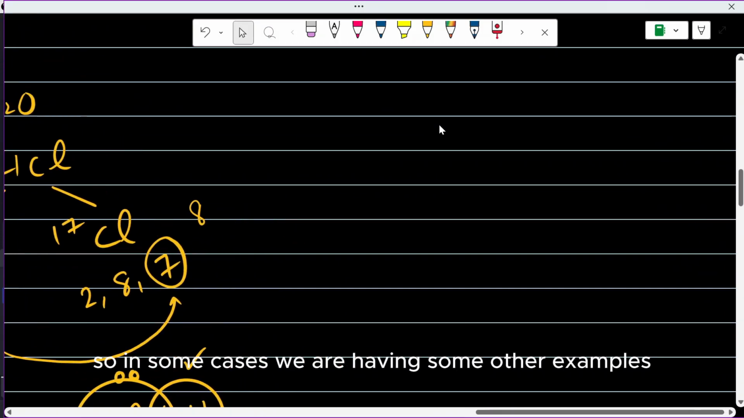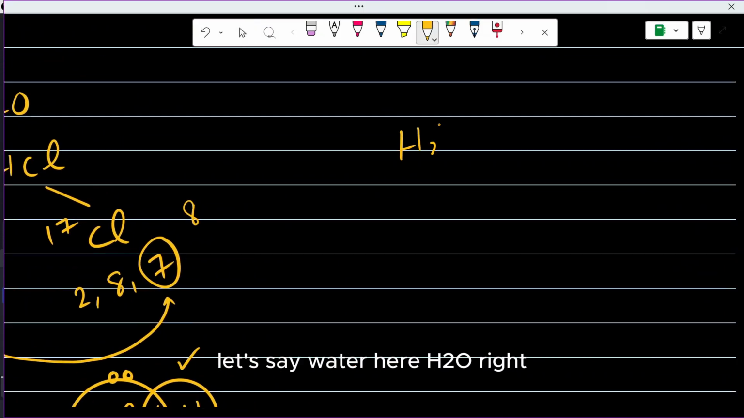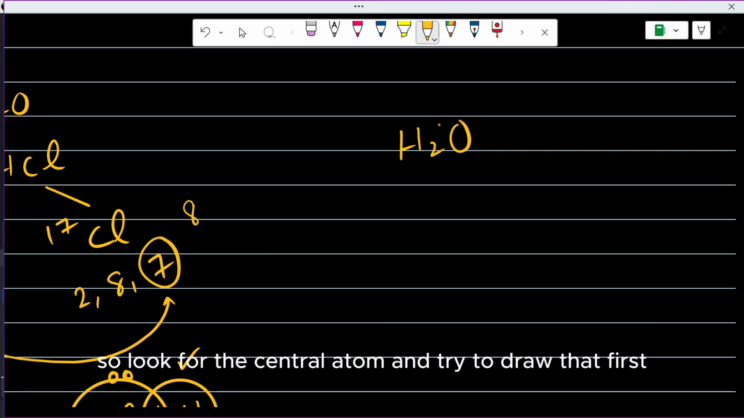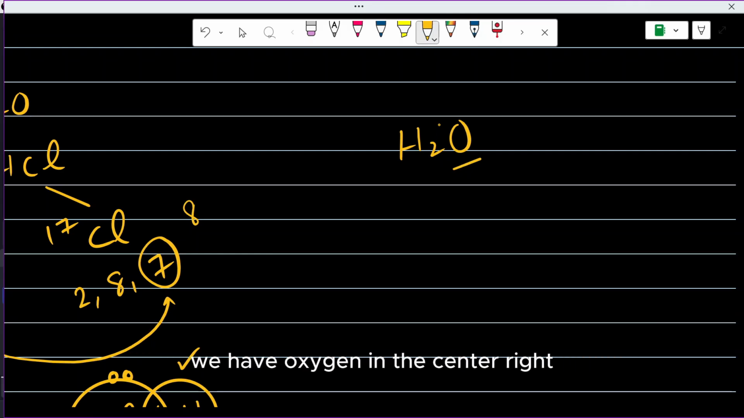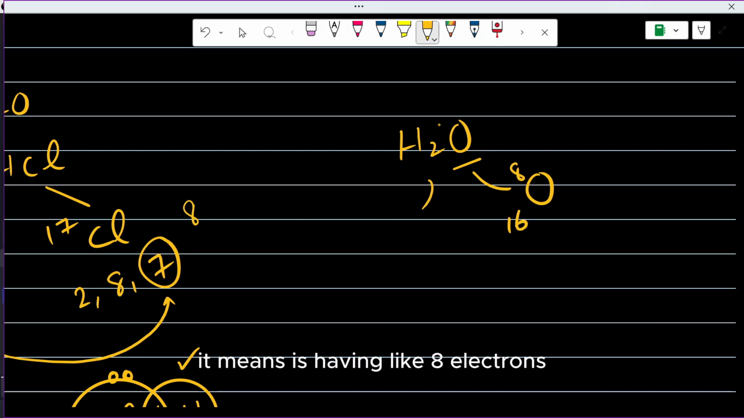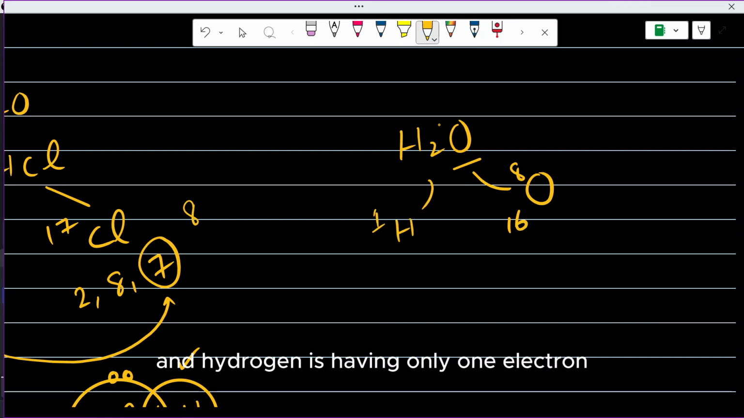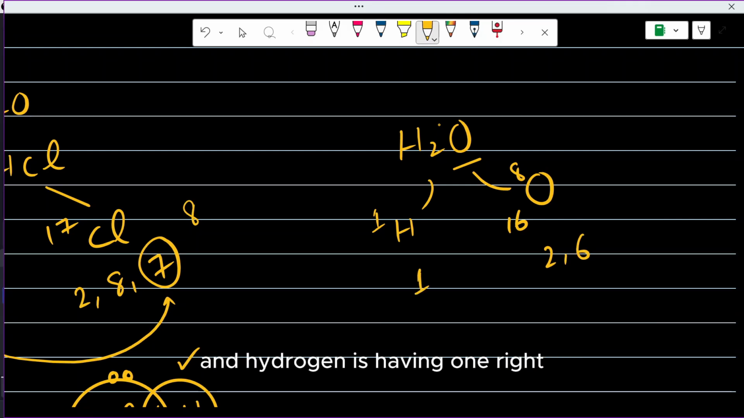So in some cases we are having some other examples. Let's say water here, H2O, right? So look for the central atom and try to draw that first. So we have oxygen in the center, right? So oxygen is 8 and 16. It means it's having 8 electrons, and hydrogen is having only 1 electron. So write down electronic structure, 2 and 6, and hydrogen is having 1, right?